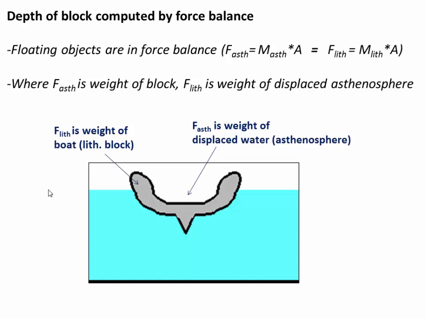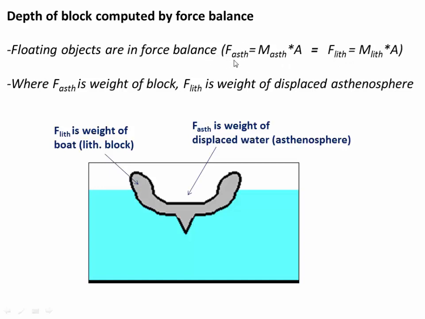And for any body that is floating in a liquid, there's a fundamental force balance between the force of the floating object, in this case a boat, that's exerting a force downward, and the force pushing back, which is the force of this displaced fluid right here. So all that water that's being pushed aside is actually exerting a force equal and opposite to the force of the boat, okay? And that force balance can be defined like this, where the force of the lithospheric block is equal to the force of the displaced asthenosphere.